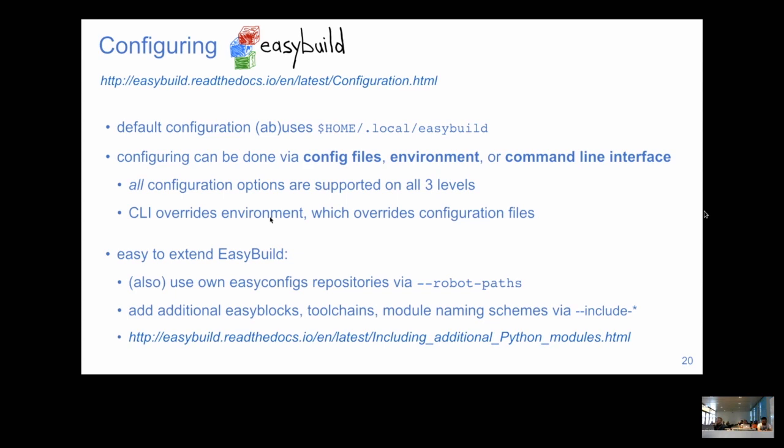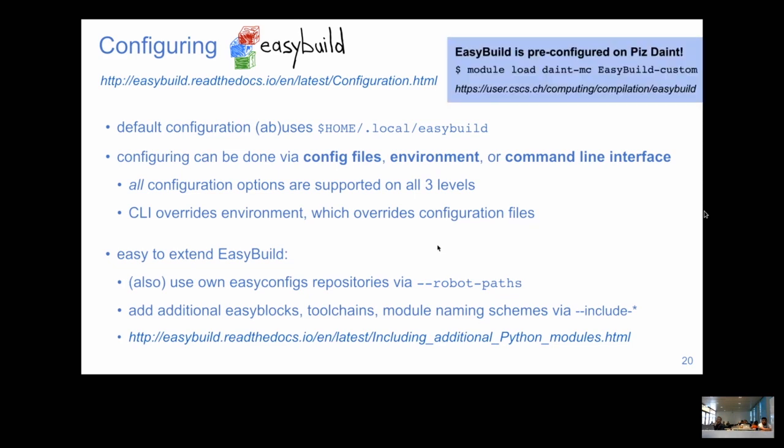And then a couple of easy ways to extend EasyBuild. You can give it additional easyconfig files. You specify the path to a directory with the robot path configuration option to make it pick up these additional easyconfig files. You can give it additional easyblocks or toolchains or your own custom module naming scheme via the dedicated include options it has. And all of this is well covered in the documentation as well. And again, EasyBuild is not only pre-installed on Piz Daint, but also pre-configured. And I'll show you how it's configured and why it is configured that way in a bit.